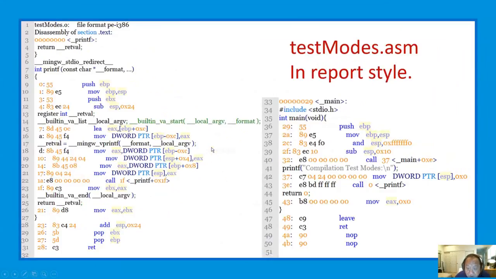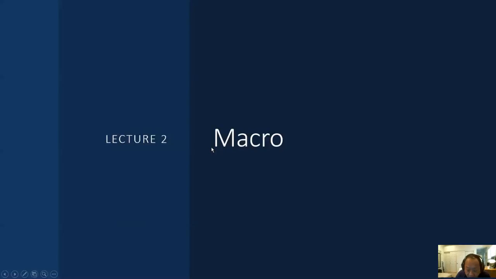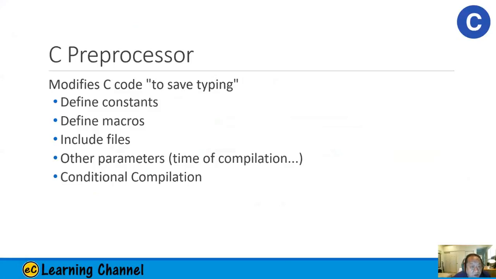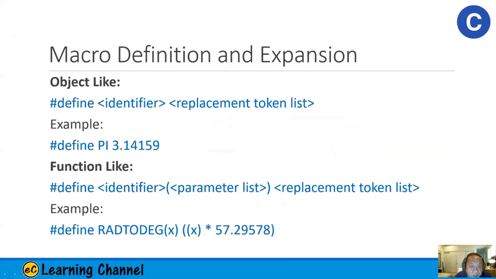So the next one is macro. Macro is easy. The C preprocessor will modify your C code to set typing. So macro is used to define constants, define macros, include files, other parameters, and conditional compilation. So there are 4 different directives. They are called directives to teach your compiler what to do.